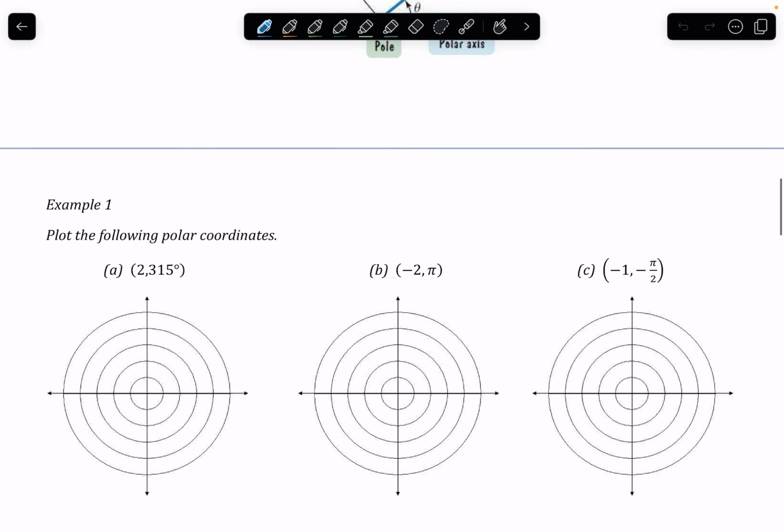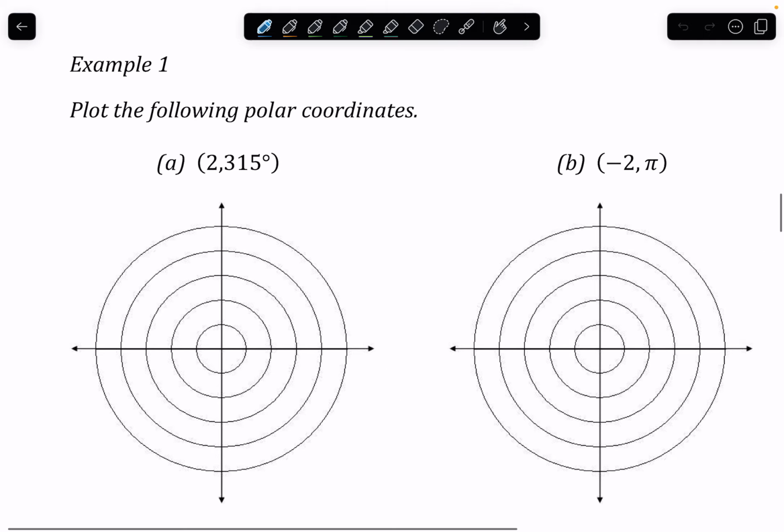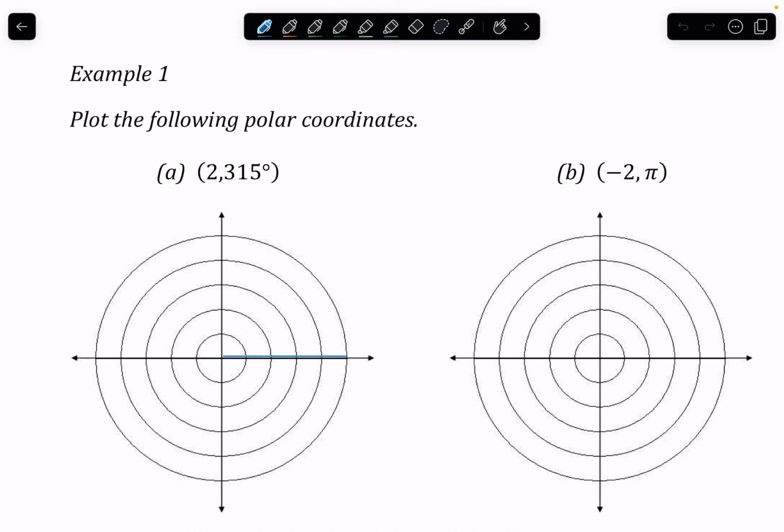All right, example 1, plot the following polar coordinates. What we want to do here is first make sure we get the angle correct. So a 315 degree angle, again, we start angles in the standard position, out the positive. That's where our angle is 0. And then the terminal ray for 315, we are rotating counterclockwise since it's positive. 270 here, 360 is full, so 315 is somewhere in this region. Here is the angle theta.